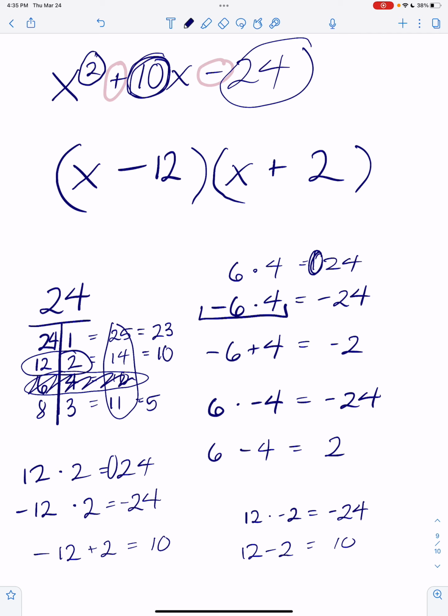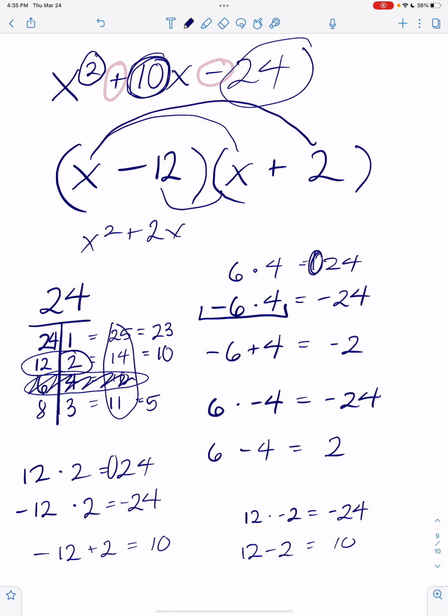And again, whenever you are answering a factor question like this, your last step should always, always, always be to then FOIL your answer and double check it. So let's do that real quick. x times x gives us x squared. x times 2 gives us positive 2x. We have negative 12x by multiplying those, and our negative 12 times 2 gives us negative 24. And when we combine those two, we have x squared, and 2x minus 12x is negative 10x, minus 24.